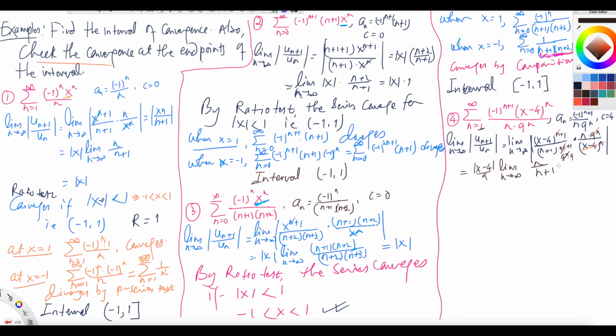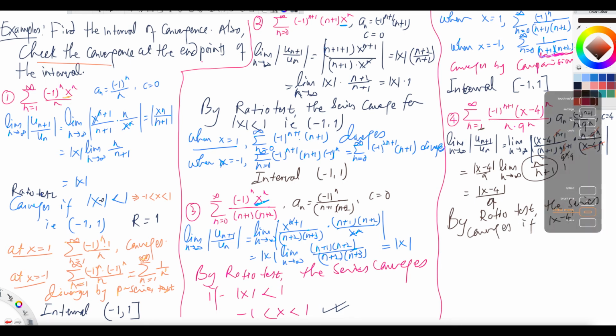Now when you use L'Hopital's rule here, you will get 1. So what you get is |x − 4| over 9. Now by the ratio test, the series converges if |x − 4| over 9 is less than 1. So if you multiply both sides by 9, you get |x − 4| is less than 9. You see that the radius of convergence is 9 here.